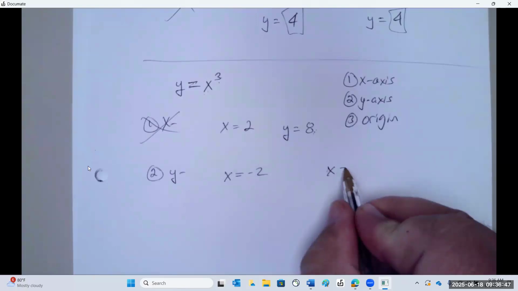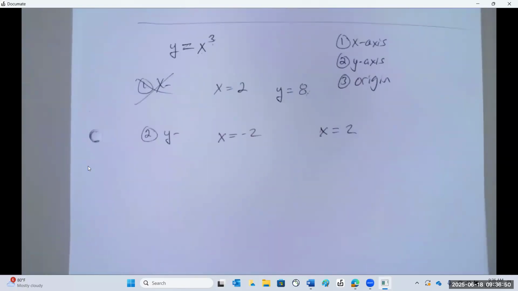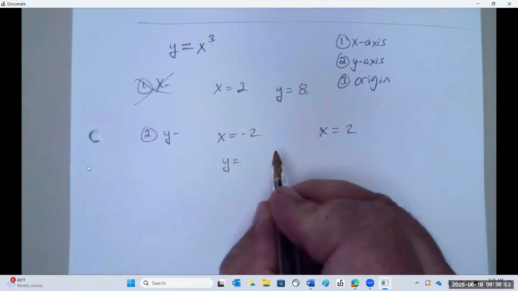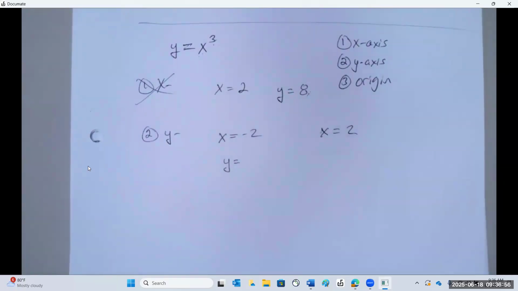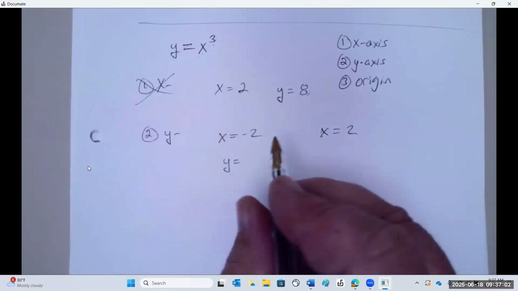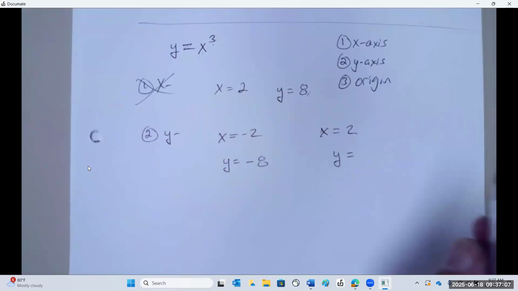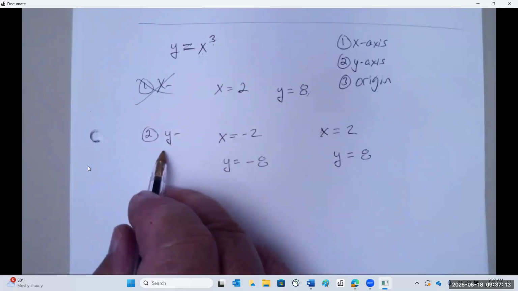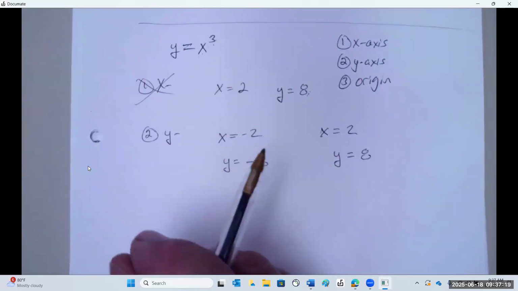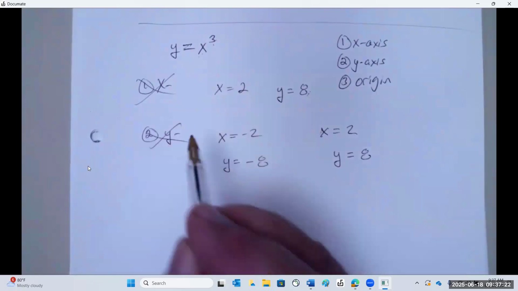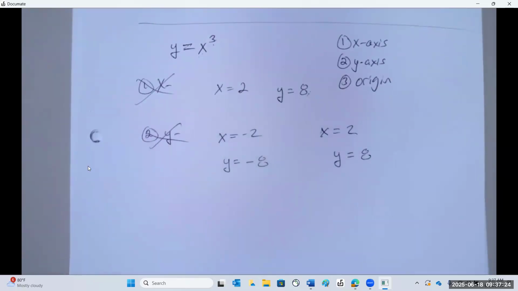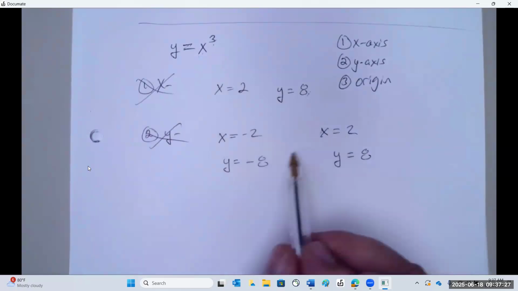Can I put in 2 different x's? Do I get the same answer? If I put in -2, what do I get? What's that? -8. If I put in +2, what do I get? So is it symmetric with the y-axis? Oh, no. You have to stop answering so fast. You have to start taking time and think about what I'm asking. Yes, so it's not about the y-axis either, because you have to have different x's but the same y's.